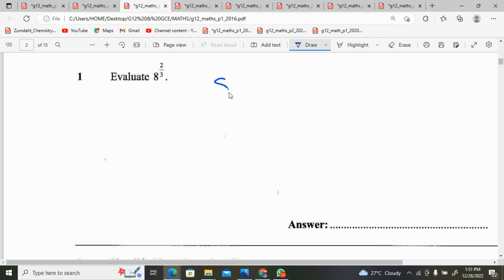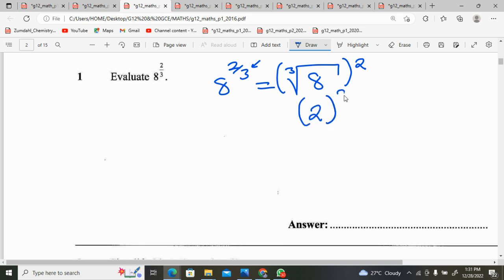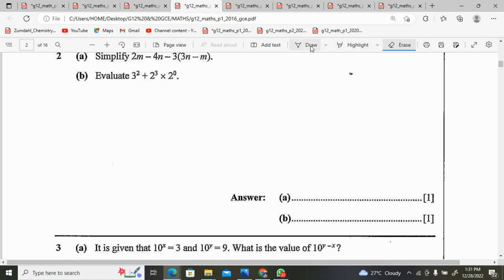And also this one, 8 to the power 2 over 3. This can be written as, we put a root, the 8 inside, the one which is below to be the nth root, and then the one on top is going to be the power. What is the cube root of 8? That is a 2, and that is also raised to the power 2, so the answer is a 4. Let's consider this one also.